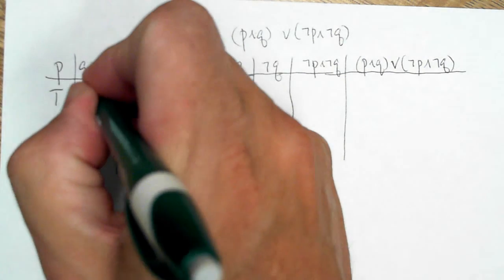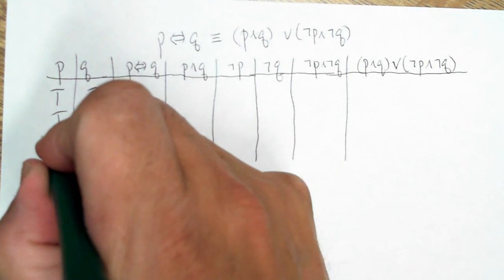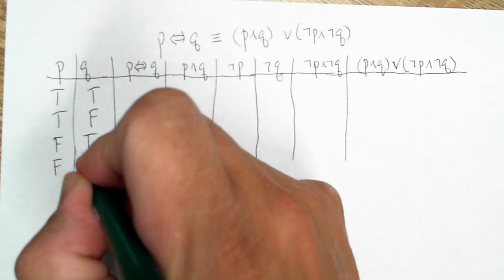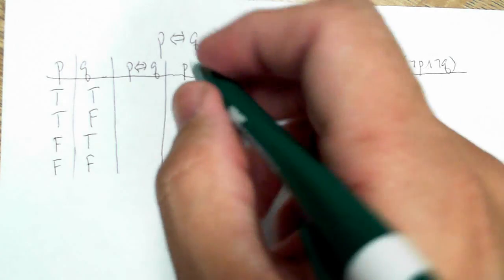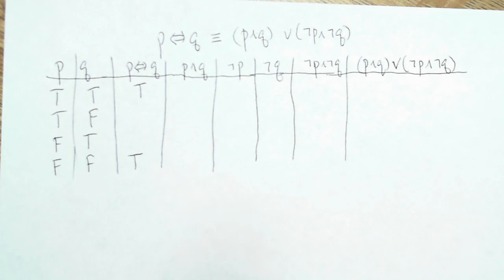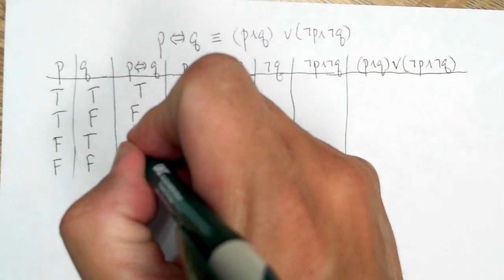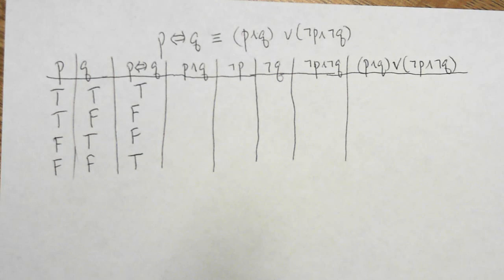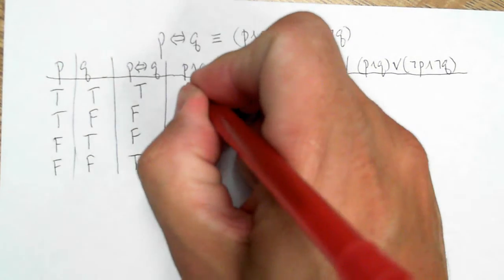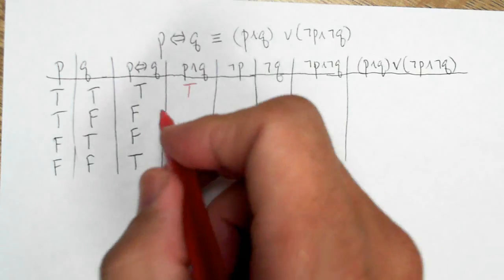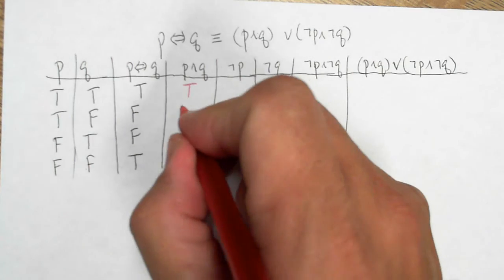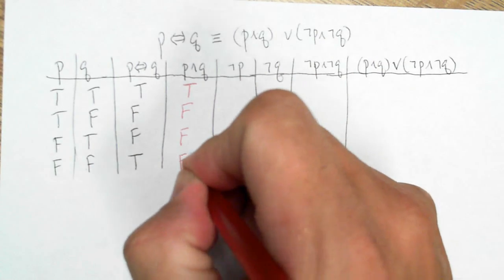Okay, so true, true, true, false, false, true, false, false. P if and only if Q is true if both P and Q have the same truth value. They're both true or they're both false. Otherwise, the if and only if statement is false. Okay, let's now start working on the right-hand side. P and Q is true if P and Q are both true. Otherwise, if at least one of them is false, P and Q is false.